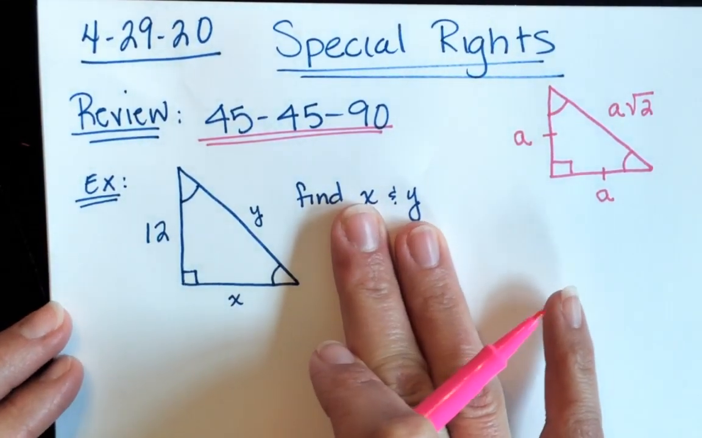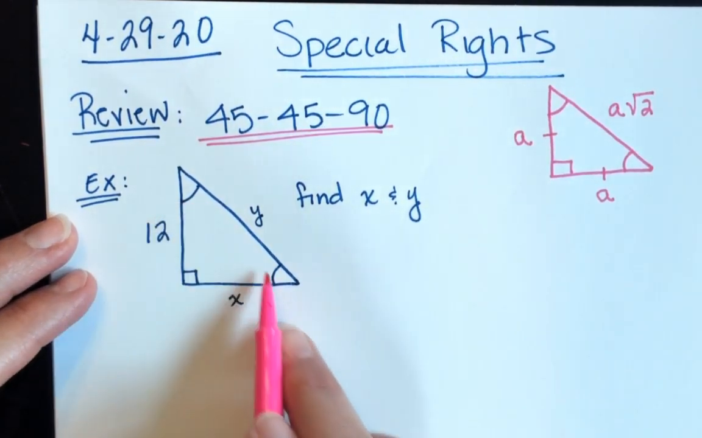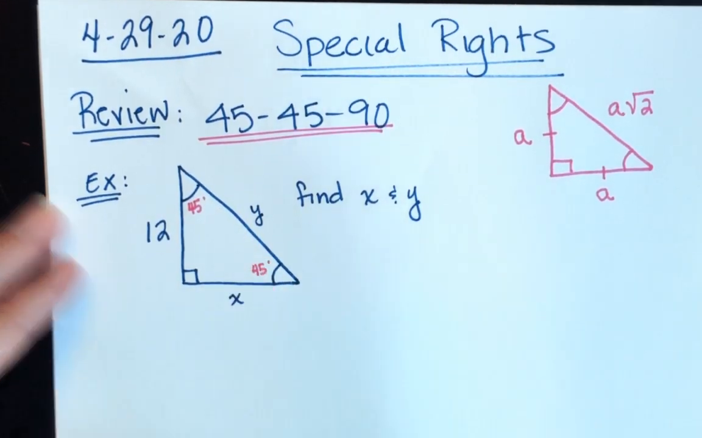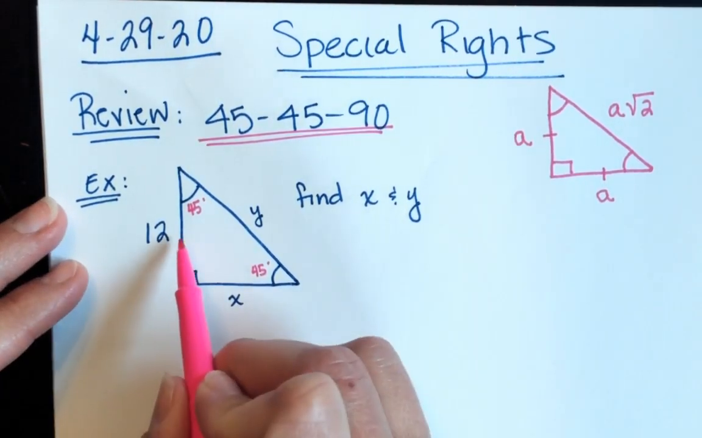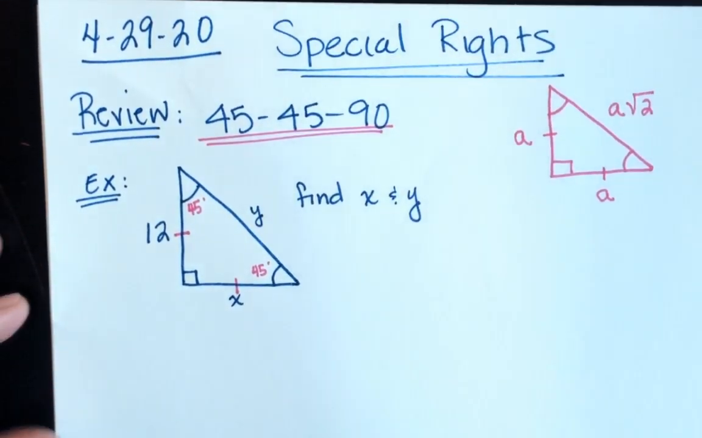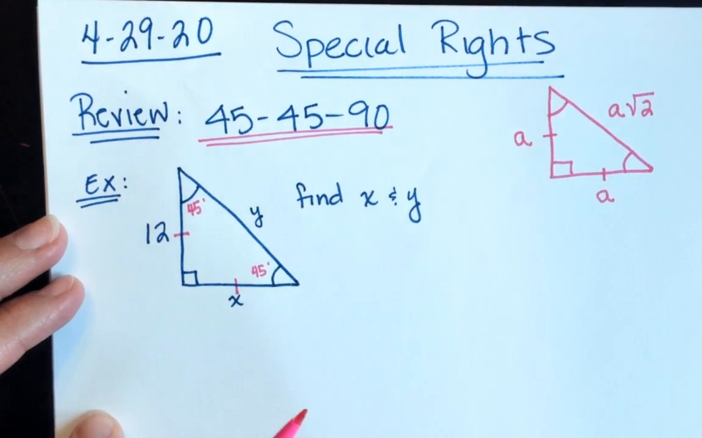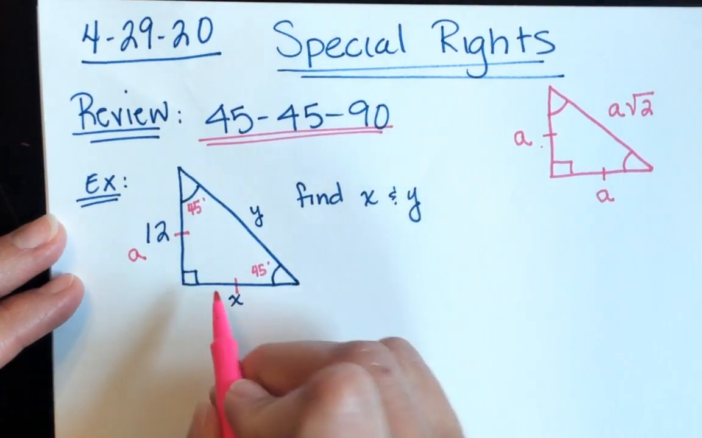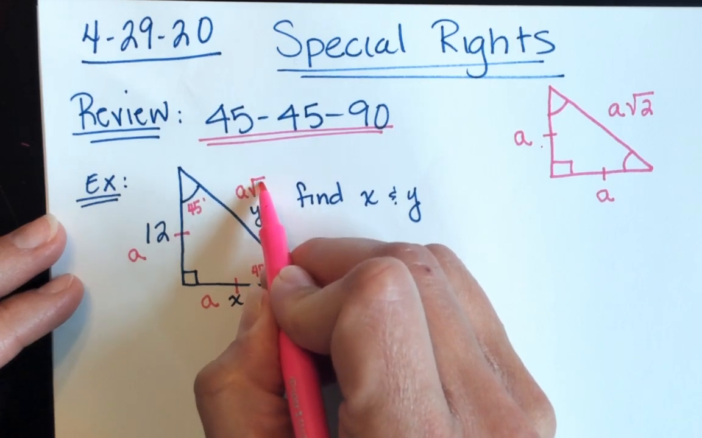So here's our example. We have one side is 12, we want to find x and we want to find y. And the first thing I'm going to recognize is because these are the same, they do fit that 45, 45, 90 situation that we're trying to work with, which also means we have our isosceles sides. And I'm going to write the same formula around this the same way I did here. Opposite our 45, we're going to put A. Opposite our other 45, we're going to put A. And opposite our 90, we're going to do A radical 2.